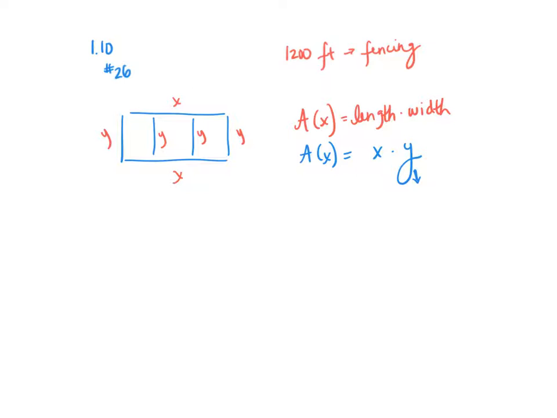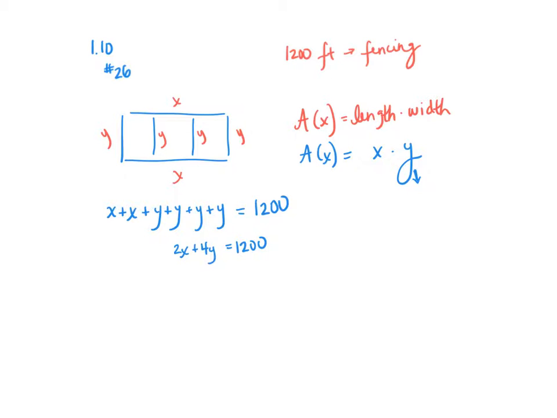So just like you would do the perimeter, you would have x plus y to do the four sides of the rectangle, but then you also have the two parallel fences, we'll call those, in the center. So you're really adding up 6 sides. So we can simplify that by saying 2x plus 4y equals that 1,200 feet of fencing.